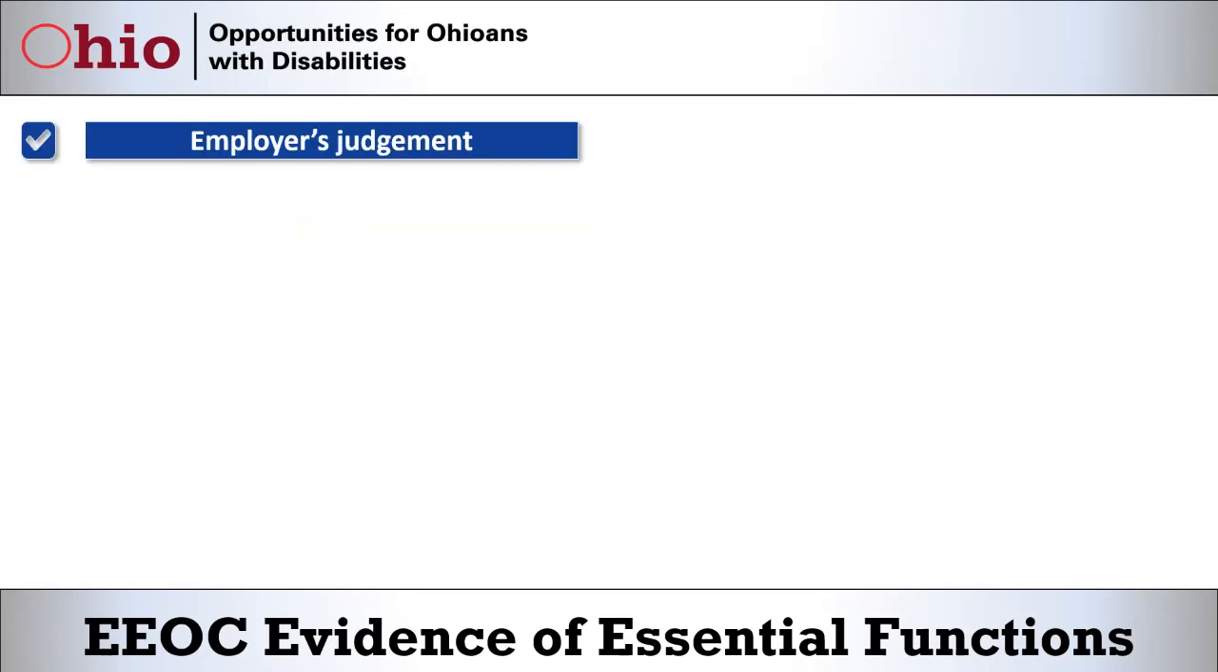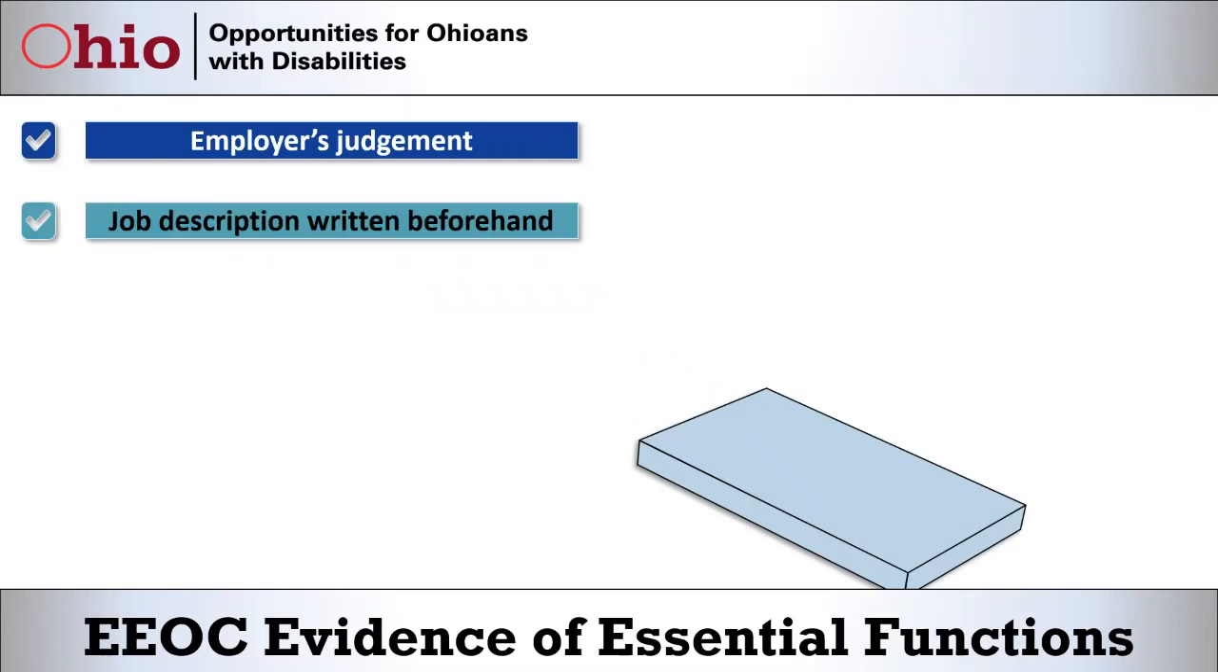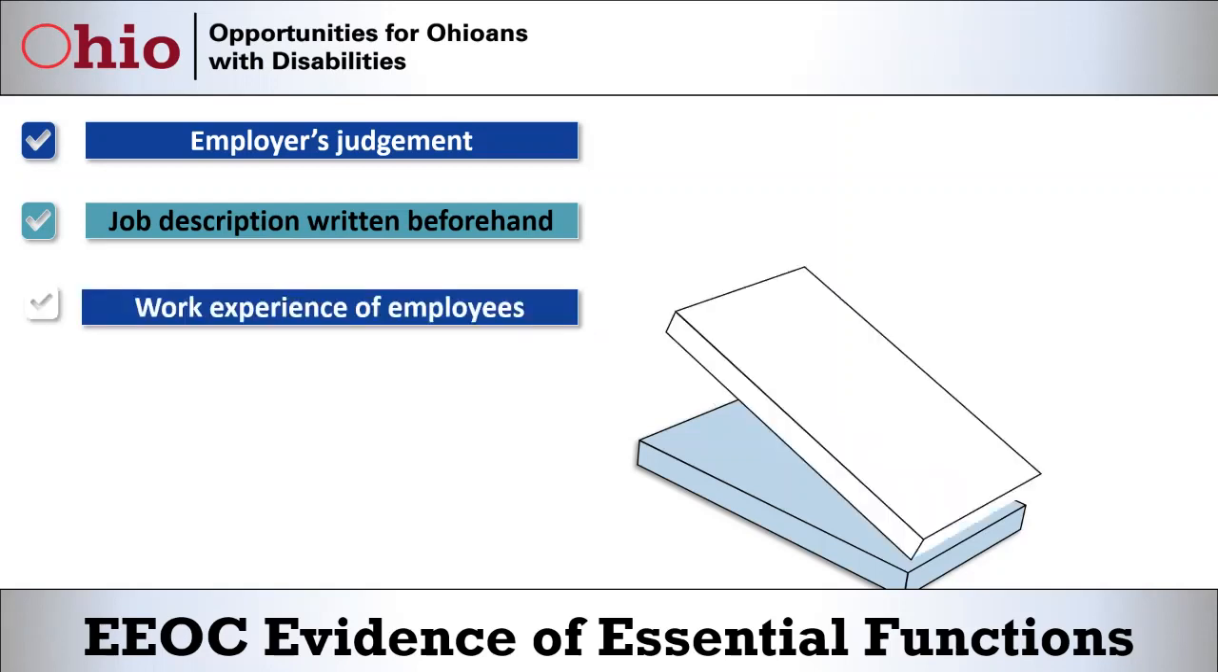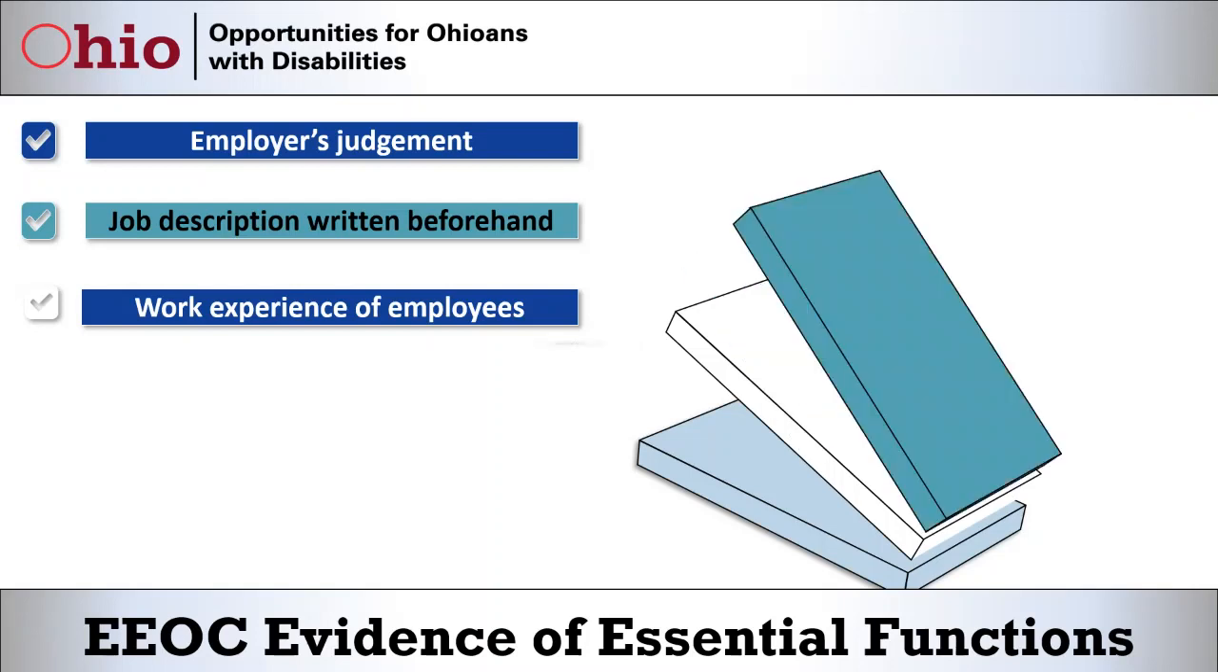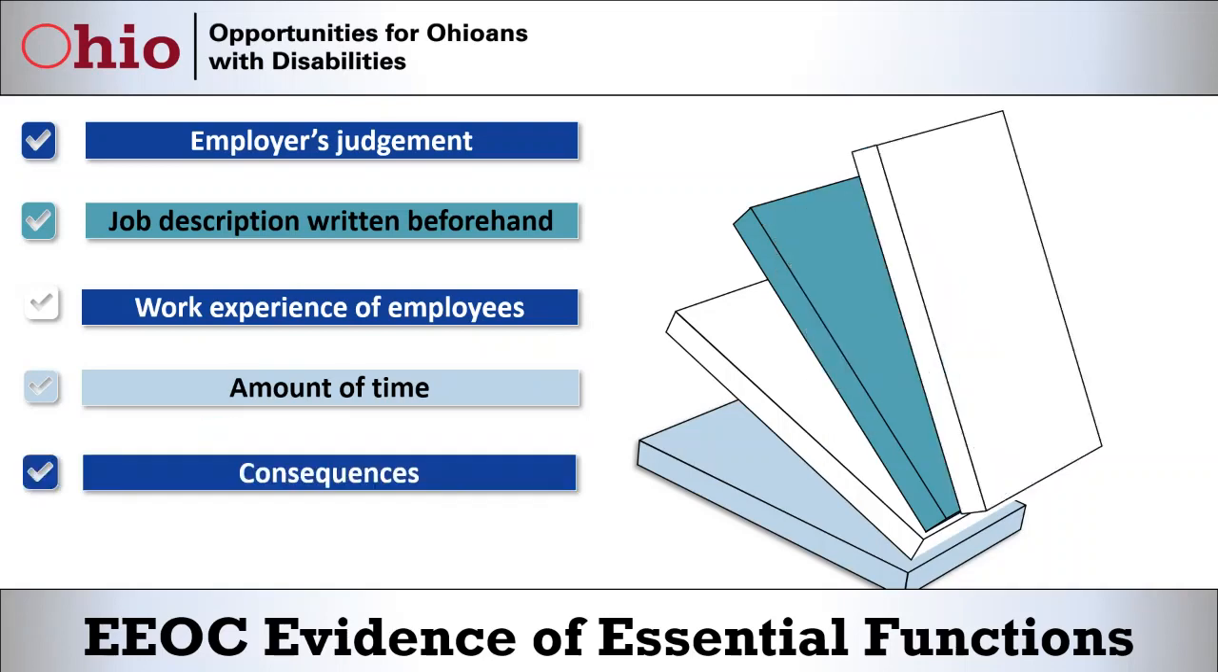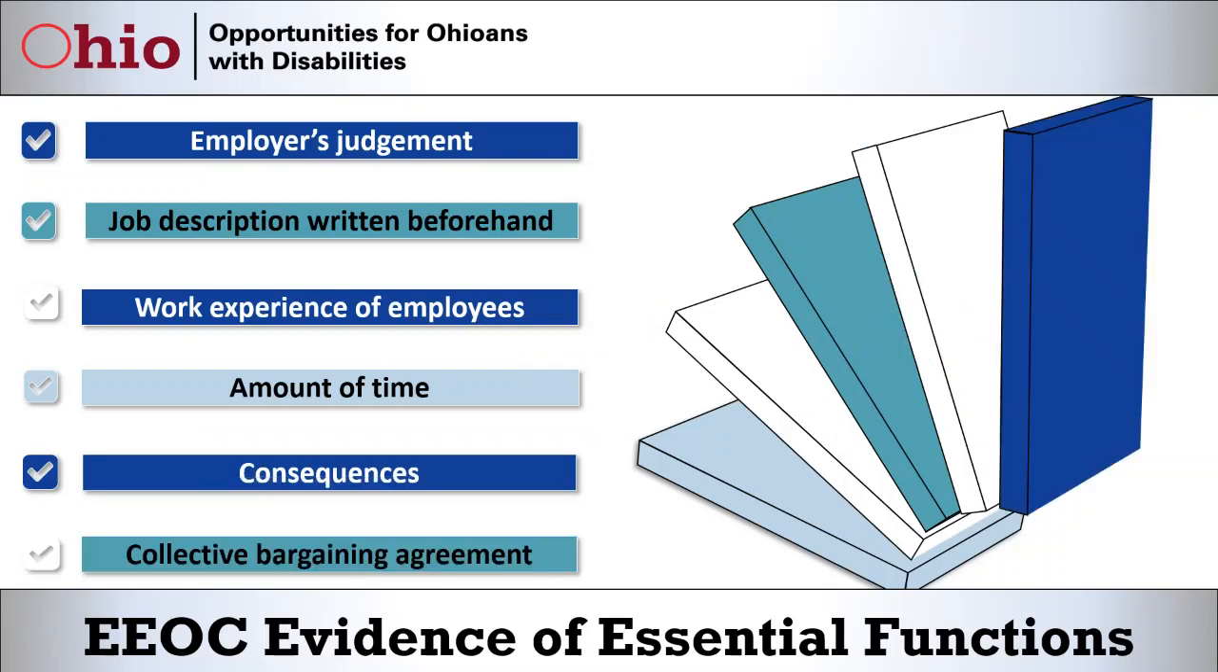The EEOC will consider the employer's judgment that a task is an essential function. Even though it's not required by the EEOC, they will consider a job description that was written before advertising or interviewing for the job. They will consider the work experience of past and present employees who have performed the job. They will consider the amount of time spent performing the task. They will consider the consequences of a task not being performed, and they will consider the terms of a collective bargaining agreement.